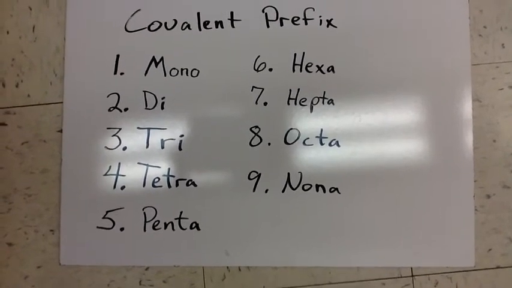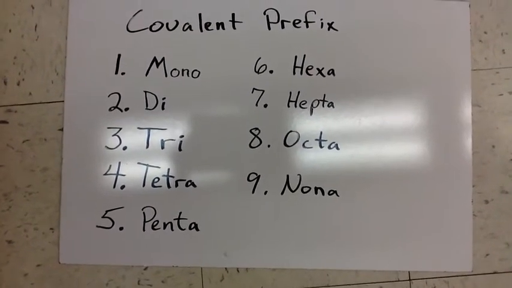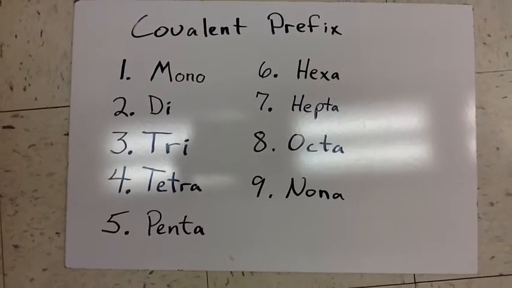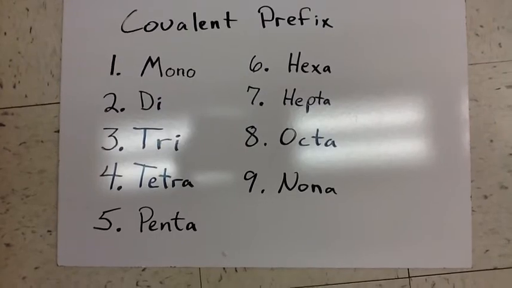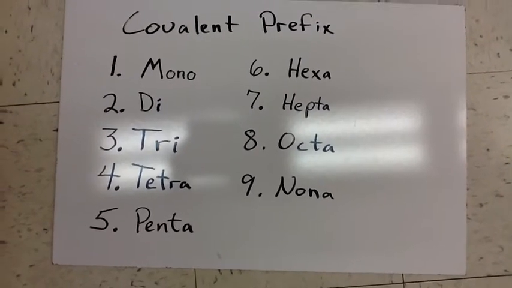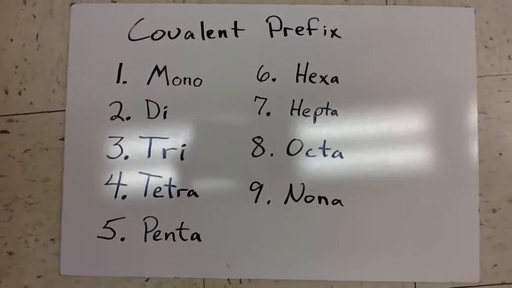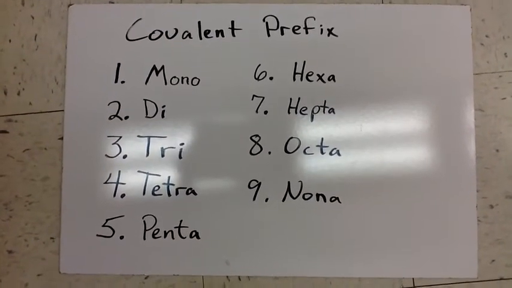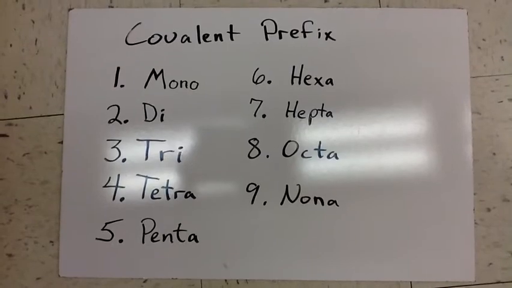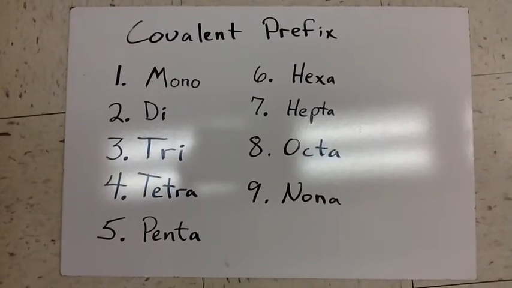Okay, 2 is di, 3 is tri, 4 tetra, 5 penta, 6 hexa, 7 hepta, 8 octa, and 9 nona. So make sure you get these written down because you will be using them quite a bit through the next few days and throughout the rest of the year. We'll be moving on to our next section now.